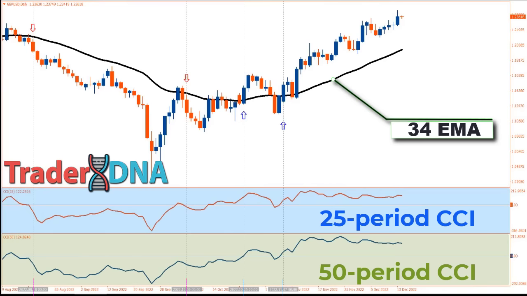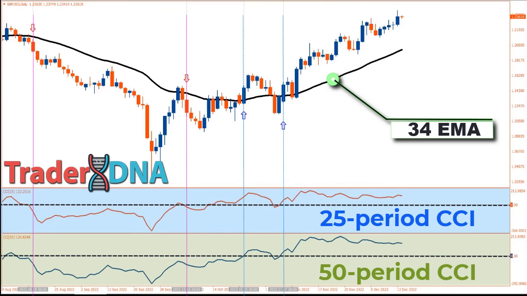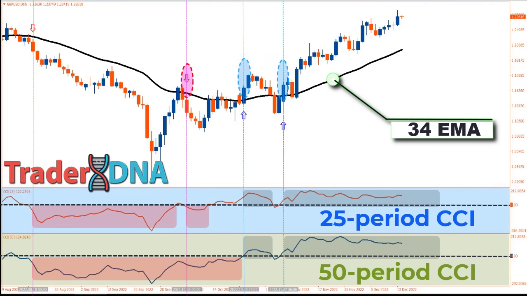Wait until the 50-bar CCI crosses the zero line, while the 25-bar CCI is on the correct side of the zero line, and the price is on the correct side of the 34-period exponential moving average. This means that if the 50-bar CCI crosses above the zero line, the 25-bar CCI should also be above the zero line, and the price should close above the moving average, and vice versa if the 50-bar CCI crosses below the zero line. If either the 25-bar CCI is on the wrong side of the zero line, or the price is on the wrong side of the moving average, that is, CCI crosses above while price closes below the moving average, the trade has not met its requirements and should not be entered.